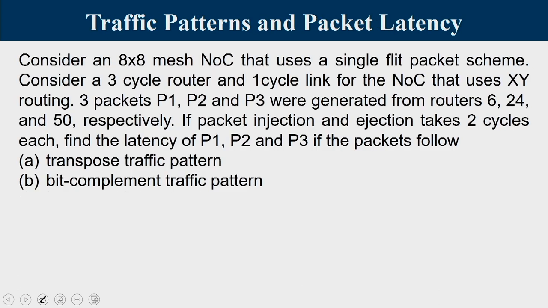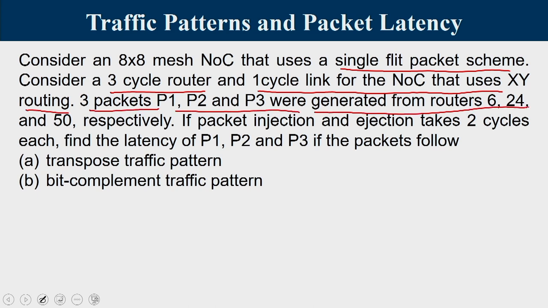Now the next question is on traffic patterns and packet latency. Consider an 8x8 mesh NoC that uses a single flit packet scheme. Consider a 3-cycle router and a 1-cycle link for a NoC that uses XY routing. 3 packets P1, P2, P3 were generated from routers 6, 24 and 50 respectively. So we are talking about an 8x8 mesh NoC out of which 3 packets are generated. And here they are telling us that the router will take 3 cycles.